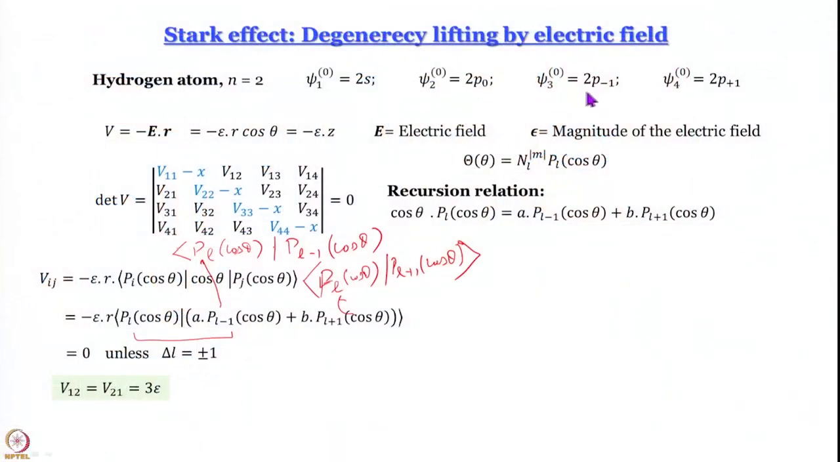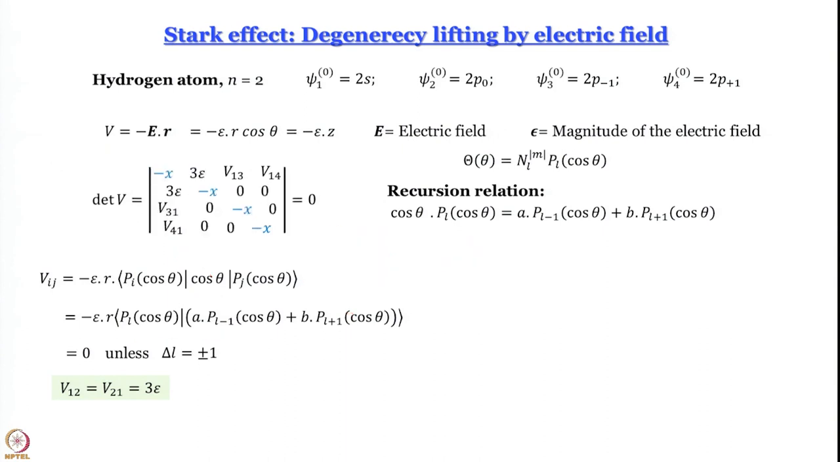What about V23? V23 means 2p0 and 2p-1, both with L equal to 1. So, delta L is 0 again. Same with V24, V43, V42, V32. For all these, delta L equals 0, so all these are equal to 0. I have already told you what V12 and V21 are, 3 epsilon, and I need to figure out what V13, V14, V31, V41 are. For that, well, I have put the cart before the horse and shown you the answer first. So, even these are equal to 0.